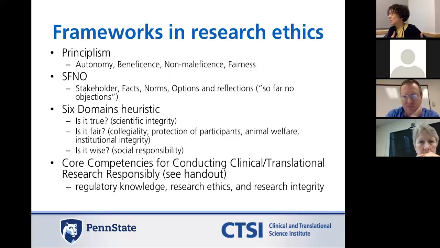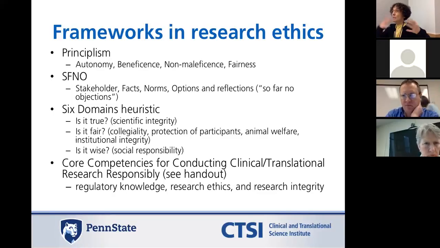There's also a 6 domains approach that was developed by Ken Pimple, and it's pretty broad. It asks investigators to ask 3 different questions about their research. Is it true, thinking about scientific integrity? Is it fair, covering collegiality, protection of participants, animal welfare, and institutional integrity? Is it wise, meaning social responsibility?